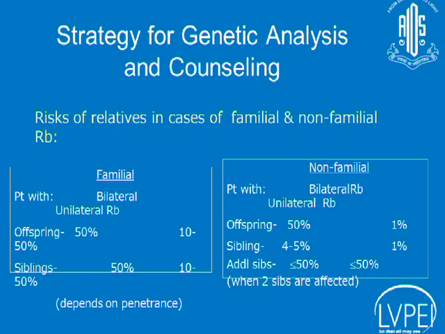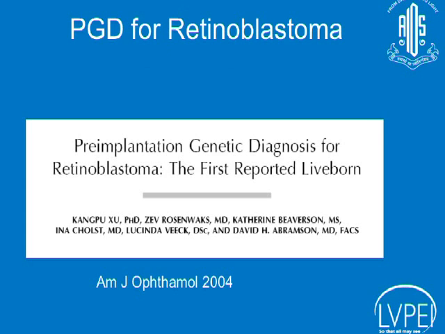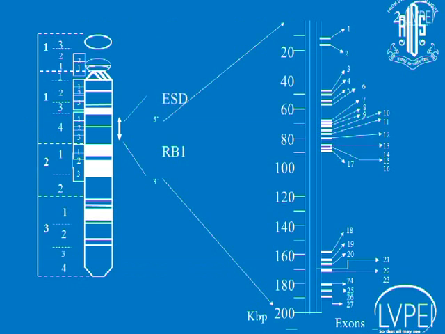So for the strategy of genetic analysis and counseling, when you need actual risk assessment, there is a cost versus benefit issue. Identification of those at risk can be followed by surveillance of those people. You can avoid unnecessary surveillance, and therefore save costs, for those who are definitely not mutation carriers. This is a report from many years ago, where genetic testing for retinoblastoma was used for pre-implantation genetic diagnosis, in Dr. Abramson's lab.